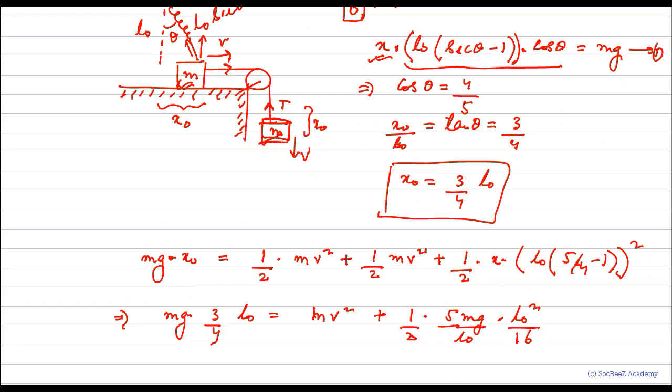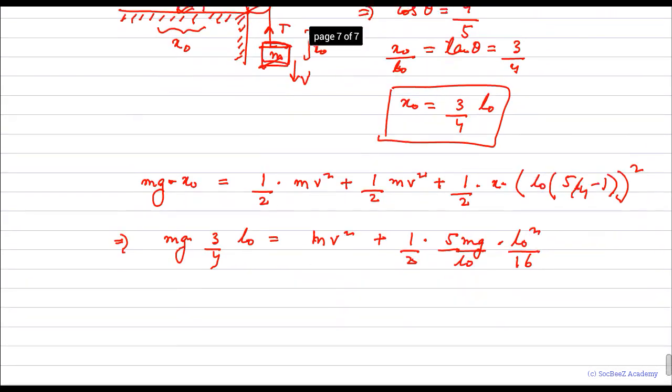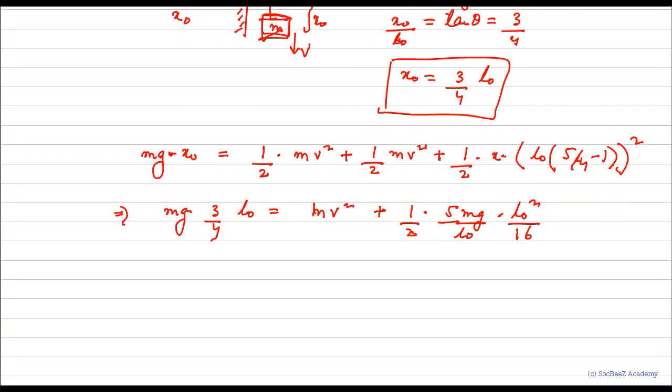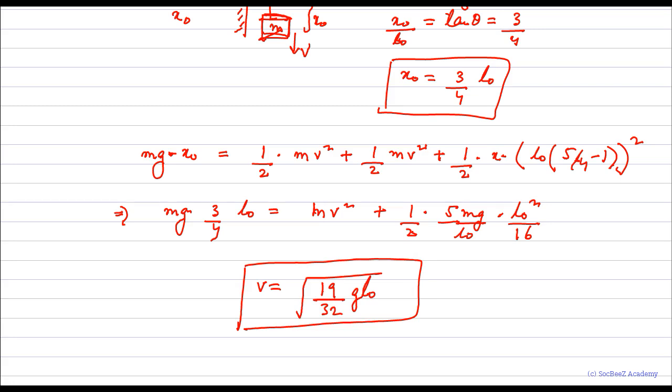Okay, so this is going to give me the value of V as 19/32 G L naught. On solving, this is going to give me the value of V as root over 19/32 G L naught. If I put in the value of L naught as 50 cm, I'll get the value of V as 1.7 meters per second. Okay, I hope the concept is pretty clear.